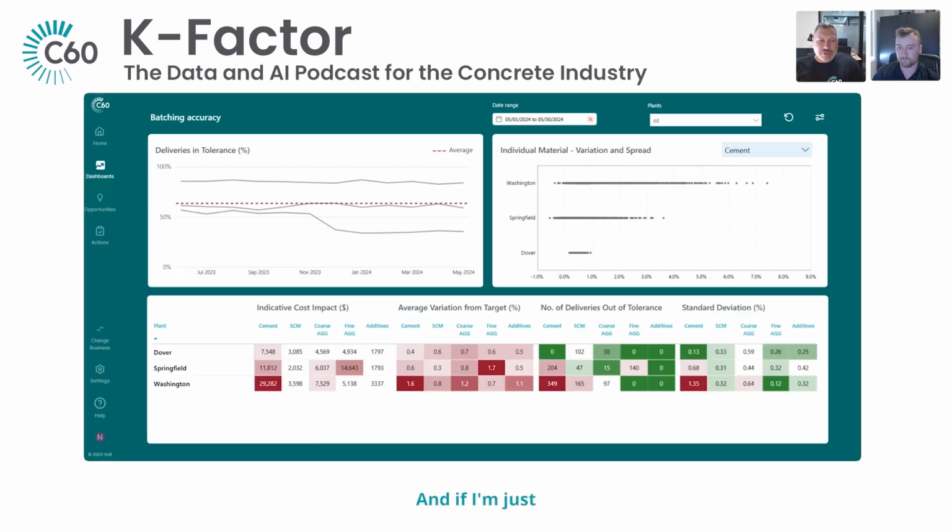And if I'm just interested in the colors, I'm getting in my truck or picking up the phone and having a chat with my friends at the Washington plant about cement, because it looks like that's a bit of an expensive problem that needs to get fixed.